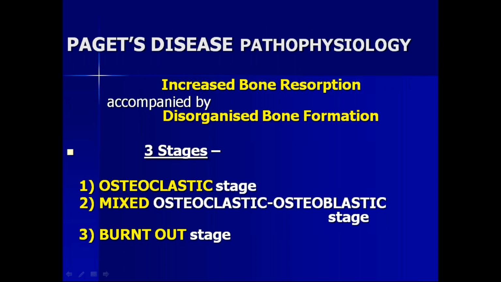So there are stages: a lytic stage, a mixed stage, and a burnout stage. In the lytic or osteoclastic stage, there is more lysis of the bone. In the mixed stage you have both lytic and blastic areas, and then you have a burnout stage where it is more of a blastic stage.